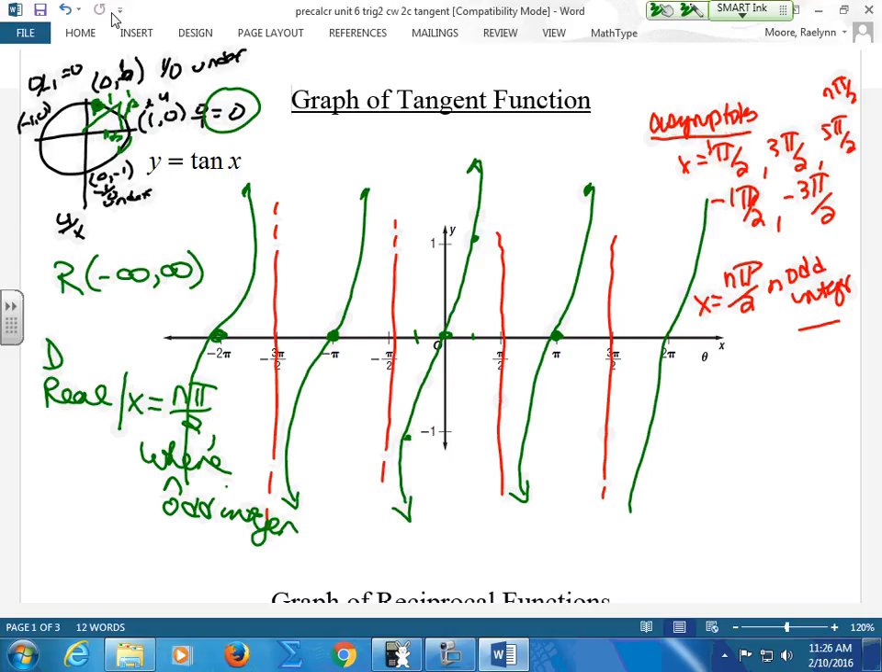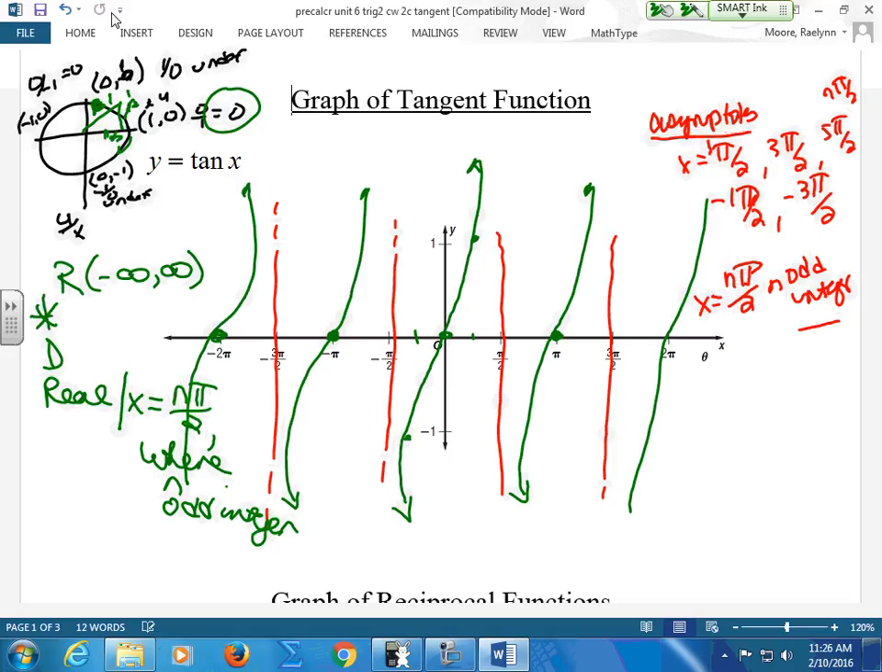We say, can't use those asymptotes, right? But you can use anything else you want, but you can't use the 1 pi over 2, the 3 pi over 2, the 5 pi over 2, the 9 pi over 2, any odd n value. So that's how we describe the domain for this guy. And this is how I want you to remember it.